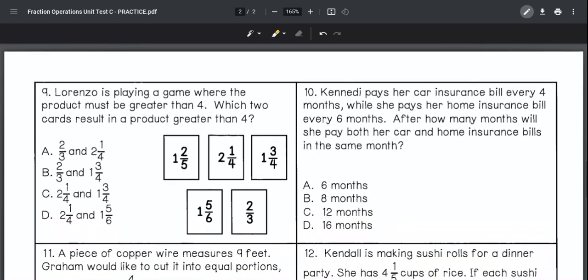All right, number 9, we're going to skip. Skip number 9.